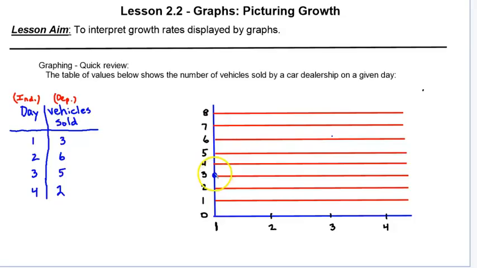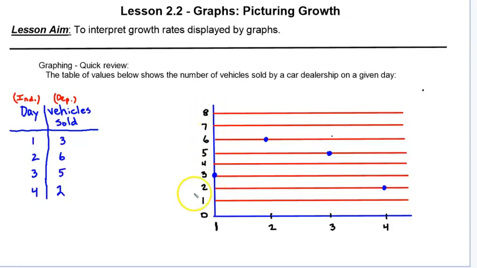So as I'm plotting the point (1, 3), on day 1 we sold 3 vehicles, so that would be this point right here. The point (2, 6) would be right here, and then the point (3, 5), and the point (4, 2). So we just did a visual representation of the data that was provided in this table.